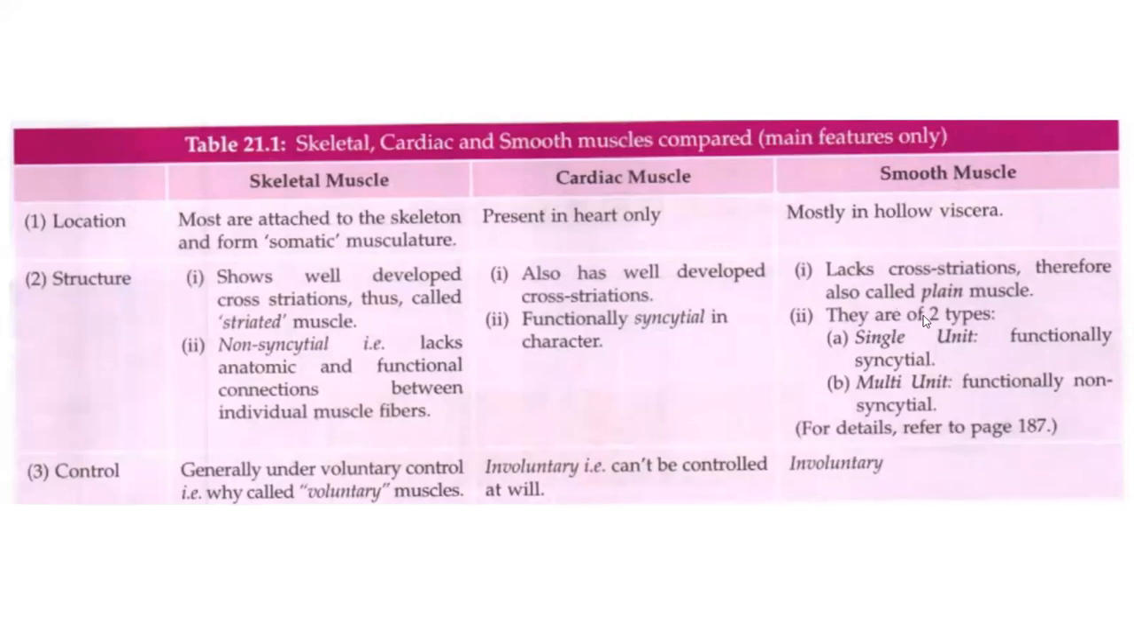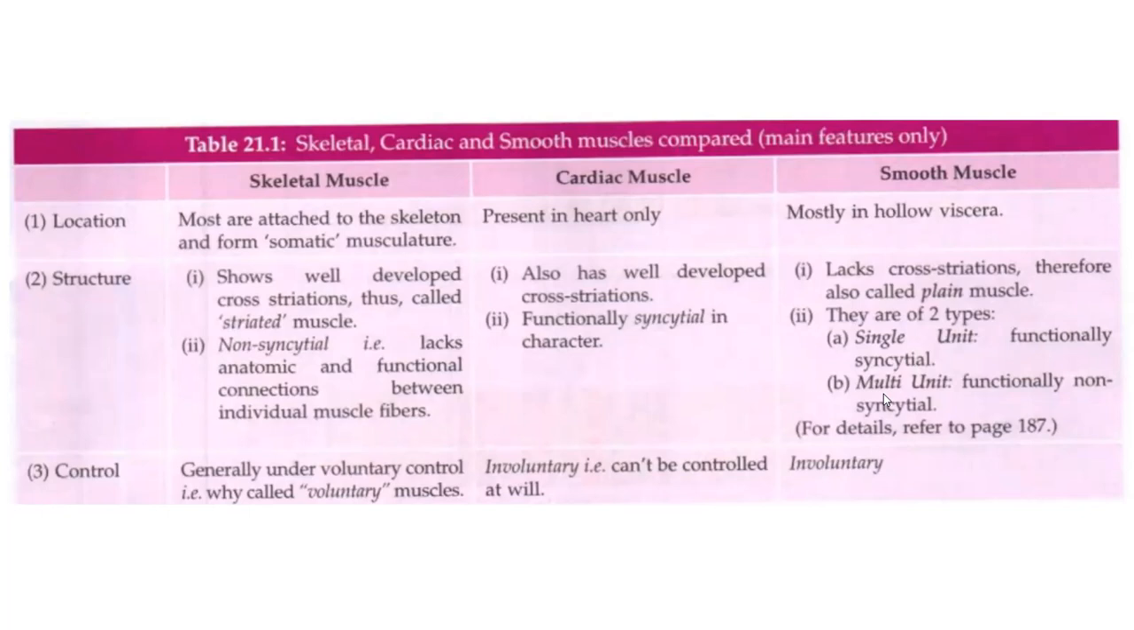And they are again of two types. One is a single unit, which is again syncytial. That is, if you stimulate one, the depolarization is transmitted along loosely present gap junctions in between the cells. So the whole part acts as one single unit. Hence, they are called single unit. These single unit muscles have pacemaker cells like our cardiac muscle. So they don't need nerve innervation to function. It can generate contraction on its own. And there is always a baseline tone that is maintained.